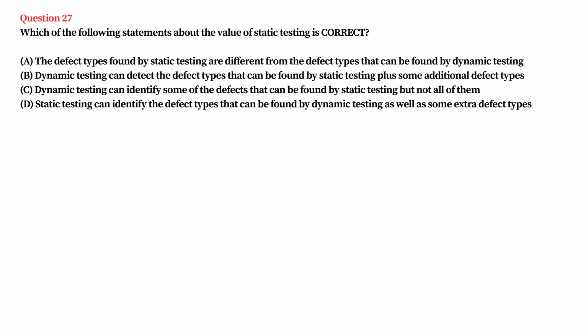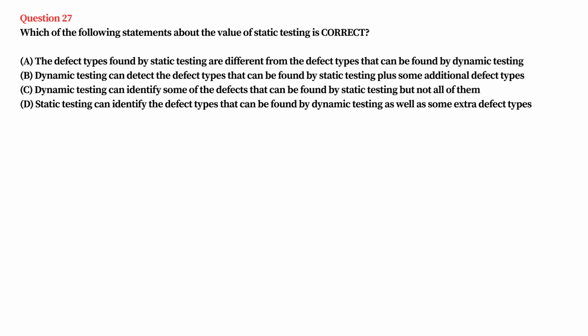Answer A is not correct. There are some defect types that can be found by both static testing and dynamic testing, such as a programming defect that can be observed by a reviewer in a code review and which causes an observable failure during dynamic testing. Answer B is not correct. There are some defect types that can only be detected by static testing, such as unreachable code, design patterns not implemented as desired, and defects in non-executable work products.